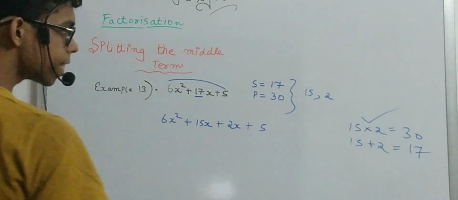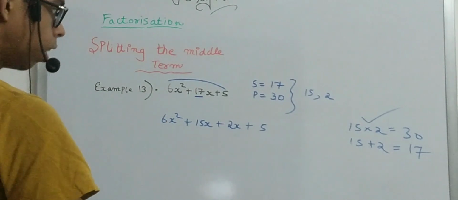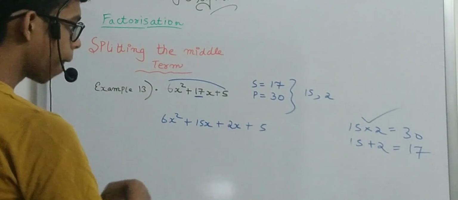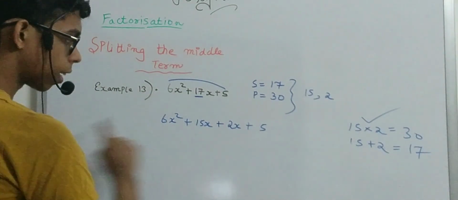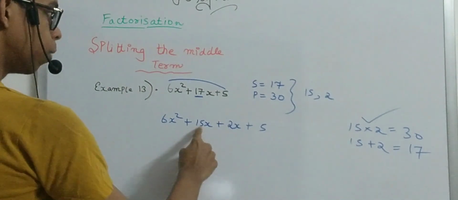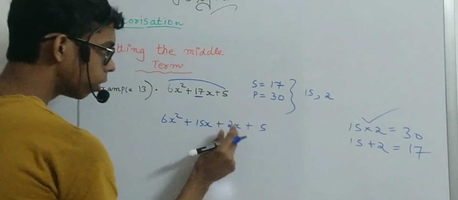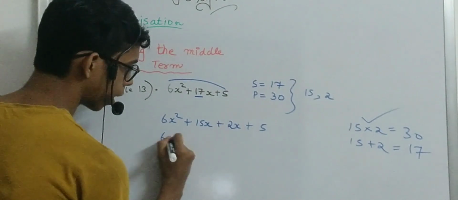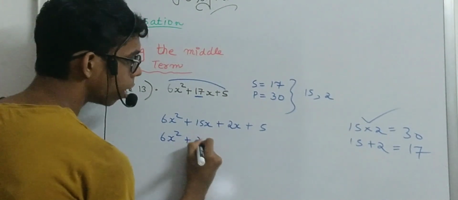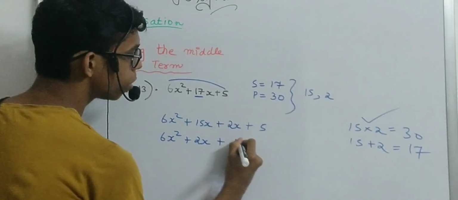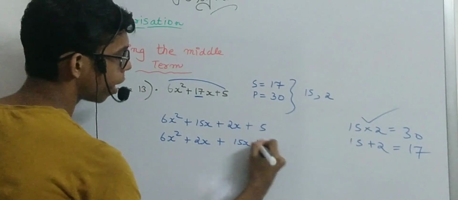Now the next step is to group the common multiples. If you see, 2 and 6 are common multiples, and 15 and 5 are multiples of 5. So I am bringing the common ones together. So I can write 6x square plus 2x plus 15x plus 5.